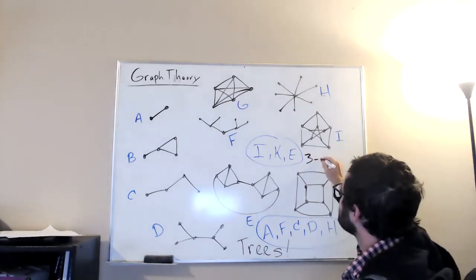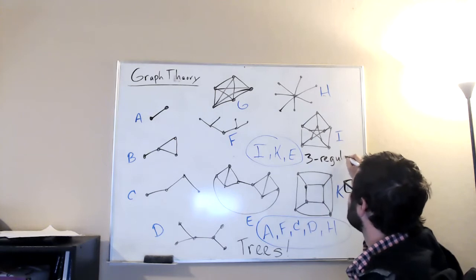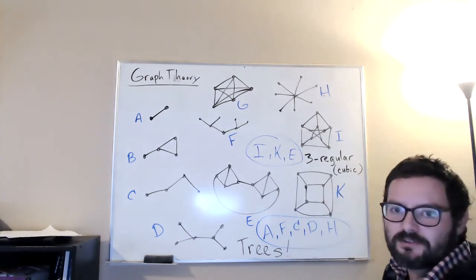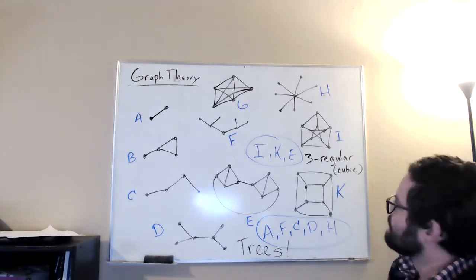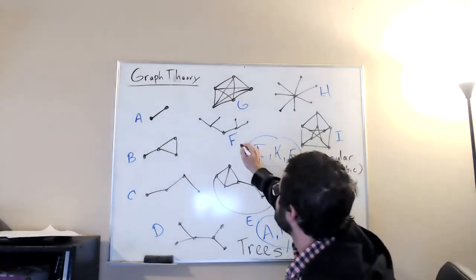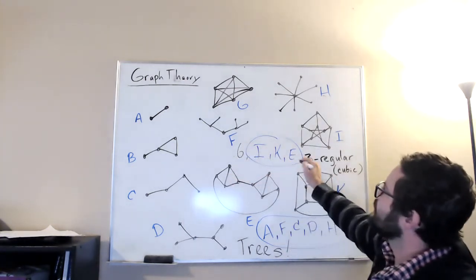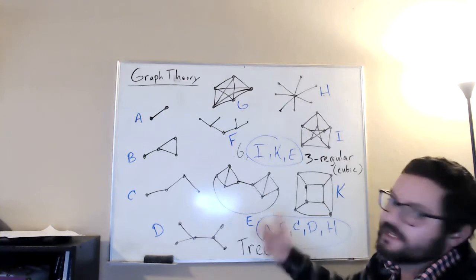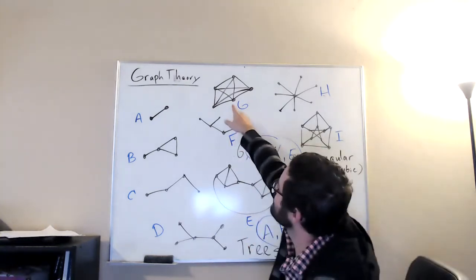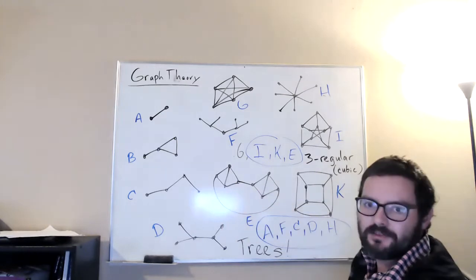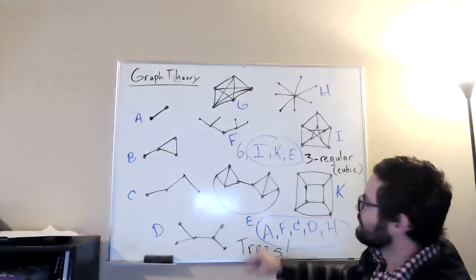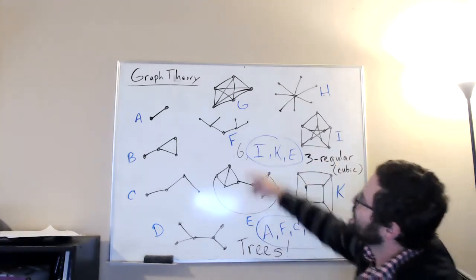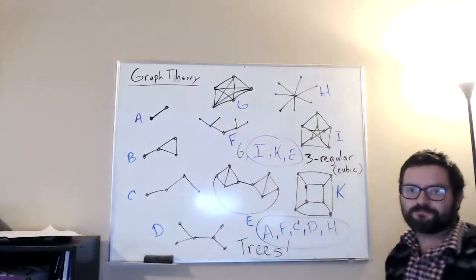These are called 3 regular graphs, also called cubic graphs, because every vertex in the graph has degree 3. If I look at the inclusion of G in there, G, I, K, E would all be regular graphs, because every vertex has the same degree. Every vertex over here has degree 4, every vertex has degree 3. They all have the same degree and they're called just regular. But if there's a specific degree, then it's that degree regular. So these are 3 regular. That would be a 4 regular graph.